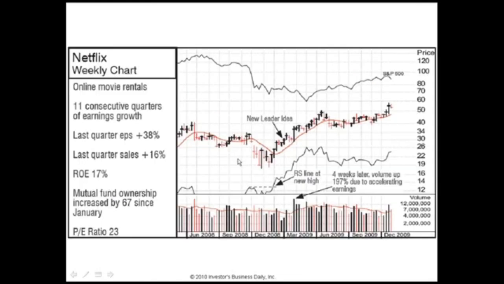Netflix. Excuse me. Netflix actually had a little cup with a handle if you look at it carefully, and the prior uptrend was that period in the September '08 quarter. That's a prior uptrend, and the exact time it was put on the buy list was right over here.